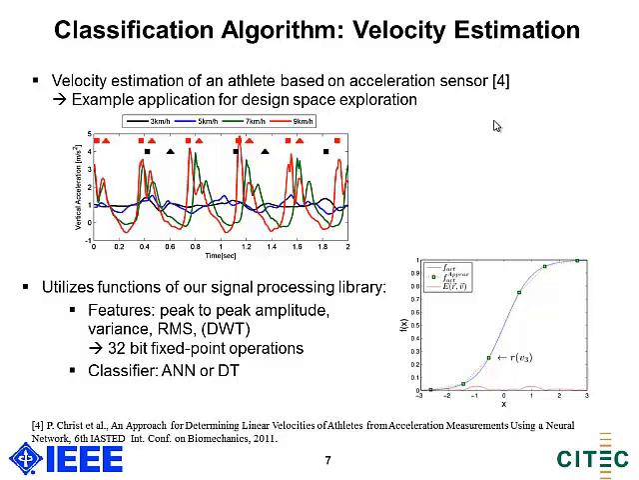This velocity estimation uses several functions of our signal processing library. For example, the peak-to-peak amplitude, the variance, and the root mean square from the acceleration signal. All these feature extraction steps are done in fixed point operations because that is way faster on a microprocessor. We're also using the two classifiers, the artificial neural network and the decision tree. The artificial neural network is based on only integer operations, and we've approximated the activation function here using 6 points to speed up the execution.